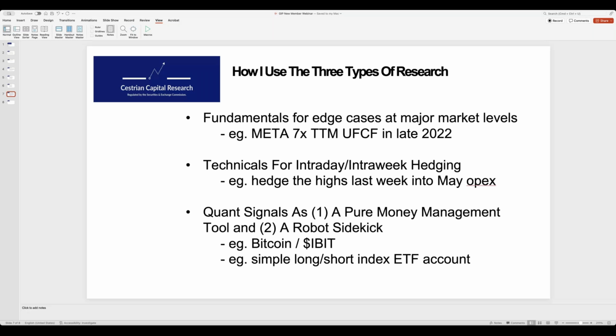So we have one service, a long short index ETF service, and I run capital purely according to that in one account. So if that long short service says own SPY, then I'll rotate that account into SPY. If it says own PSQ, which is an inverse NASDAQ ETF, as you know, I'll rotate into that. And that does pretty well.